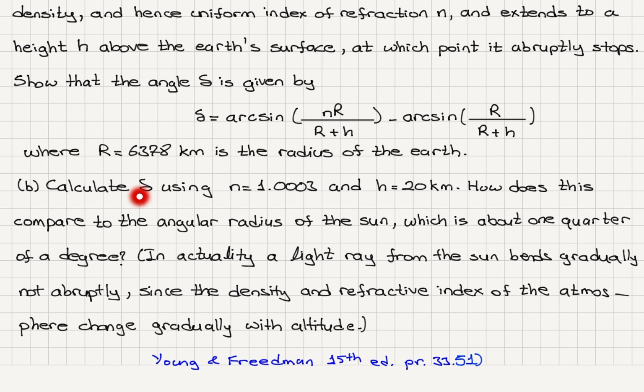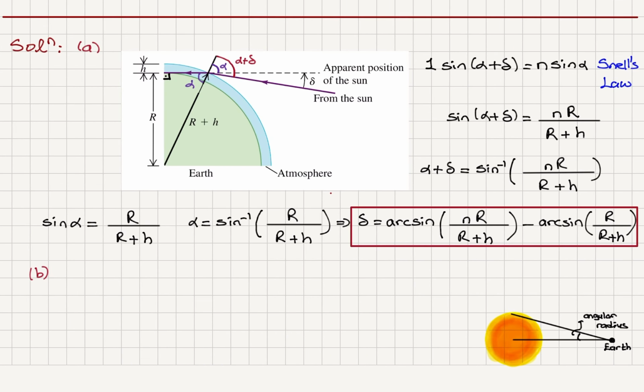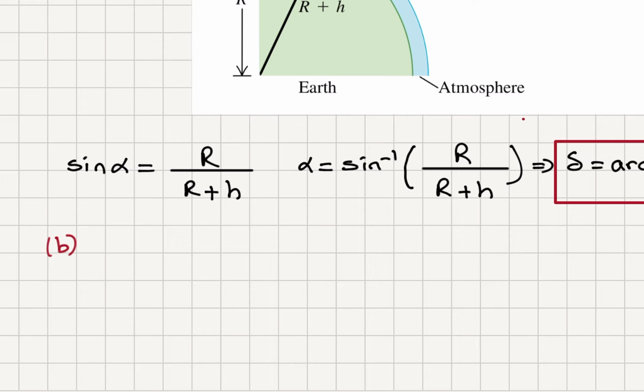Part B: calculate this deviation angle delta using n equals 1.0003 and h equals 20 kilometers. How does this compare to the angular radius of the sun, which is about 1/4 of a degree? In actuality, a light ray from the sun bends gradually, not abruptly, since the density and refractive index of the atmosphere change gradually with altitude. Okay, so we're going to use this equation that we have shown in part A to calculate the deviation angle.